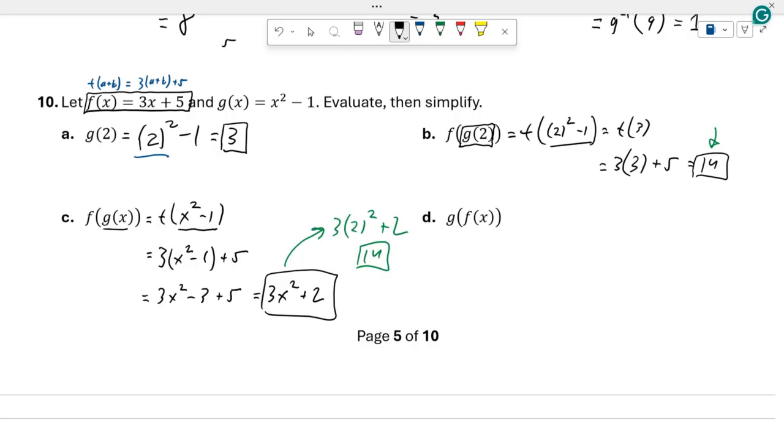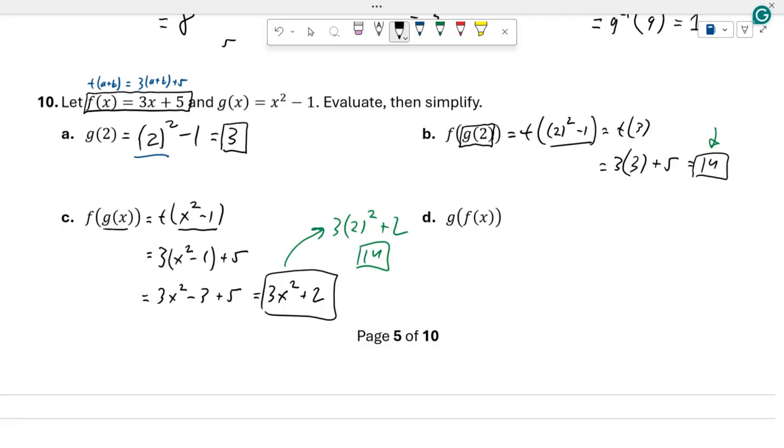10d. 10d is similar to 10c. The only difference now is that the order is reversed. So for 10c, we had f of g of x, and now for 10d, we have g of f of x. And spoiler alert, the order does matter. So we are not going to get the same answer for 10c that we got for 10d. Sometimes you might get the same answer, but chances are you won't, and in this case, we won't. But we're going to apply the same general concept to what we did for 10c and for 10b for that matter. So for 10d, we have g of f of x.